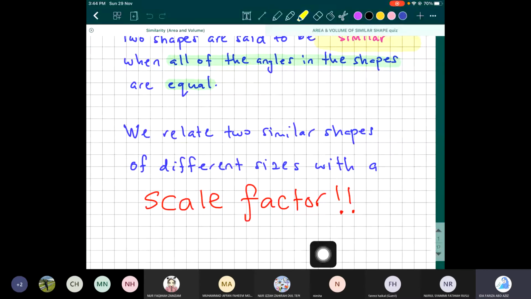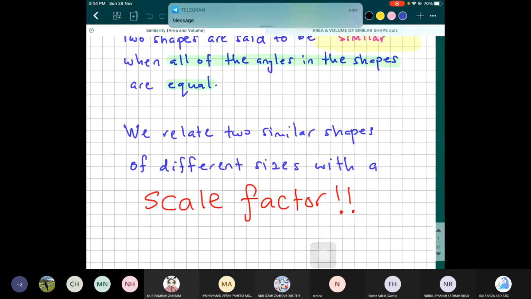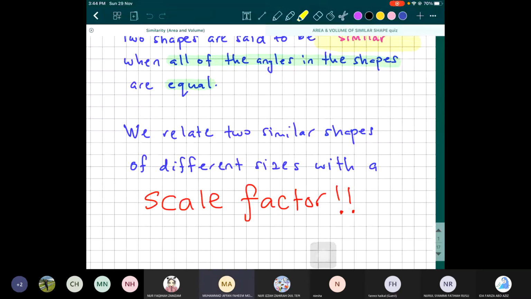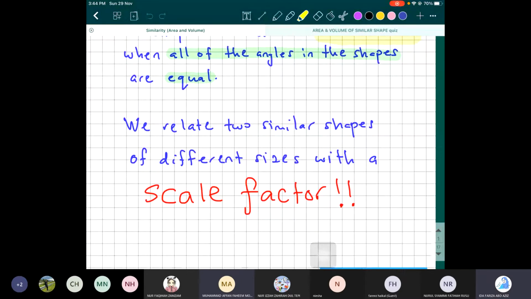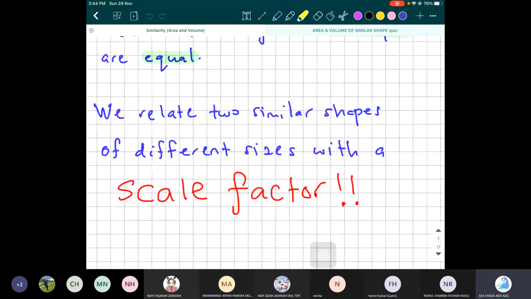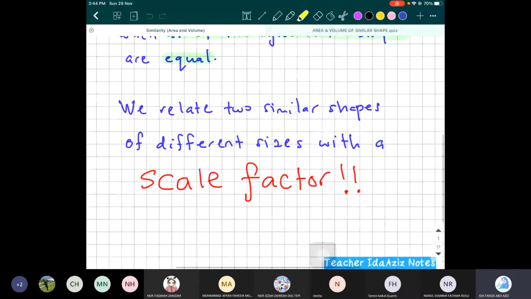Can you guys please respond, bila masa dalam tahun ni kita pernah dengar perkataan scale factor ni? Tajuk apa? Enlargement. Enlargement. Yes, thank you. Dalam tajuk transformation, okay? When we talk about the topic transformation, kita ada belajar enlargement where two shapes can be enlarged or can be reduced in size according to scale factor.